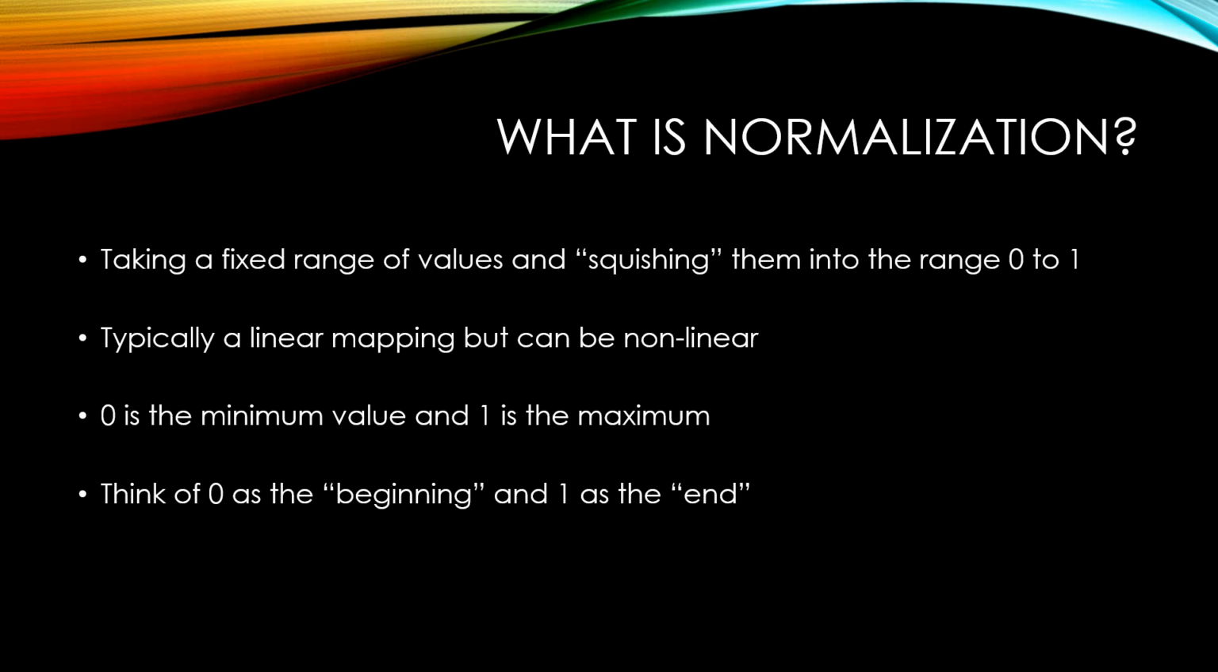This mapping from the maximum and minimum down to 0 to 1 is usually linear, but it could also be nonlinear. But as I've said, in this case, the minimum value is 0 and the maximum value is 1. So no value will ever go below 0 or above 1. And there's a very good reason for this that we'll get into in a little bit. You should think of the number 0 as the beginning of the range and 1 as the end of the range, and there is everything in between and nothing outside of the values 0 through 1.